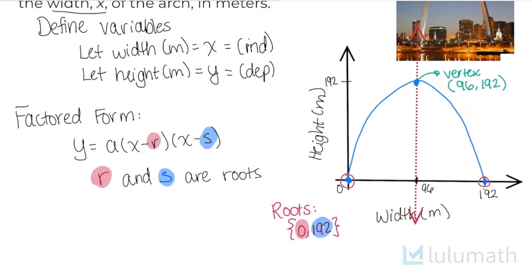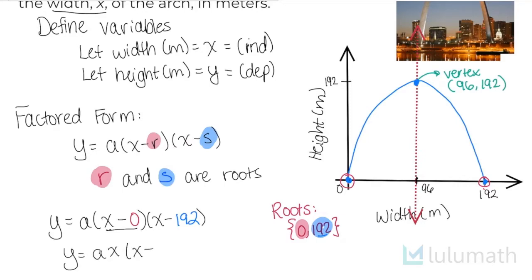So let's go ahead and fill in that information. So this is going to say y equals a times (x minus, and I will write down the r as 0), and then (x minus, and instead of s, I will use 192). But if you remember, when we talked about this in the factored form video, x minus 0 is simply x. So this is just y equals a times x times (x minus 192).